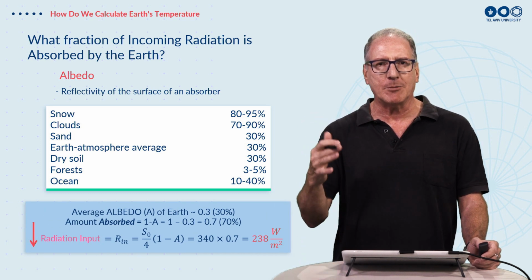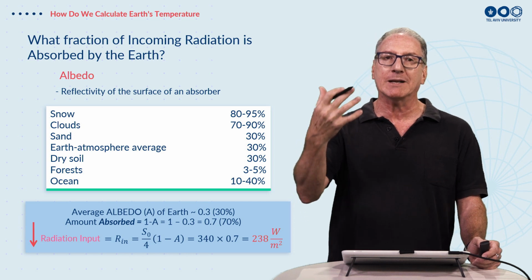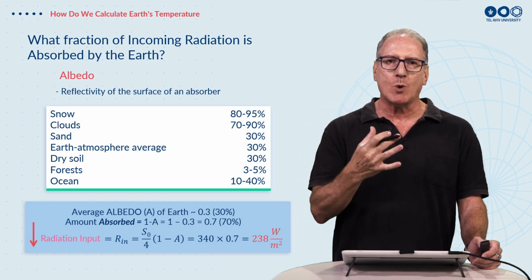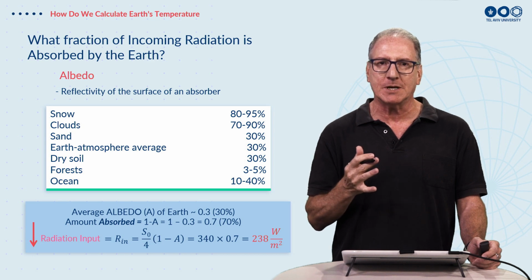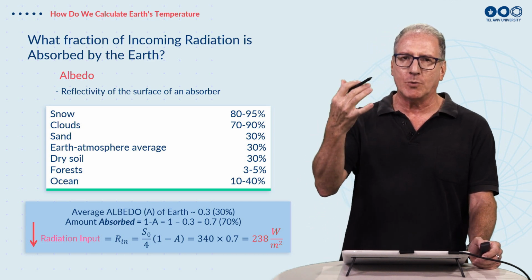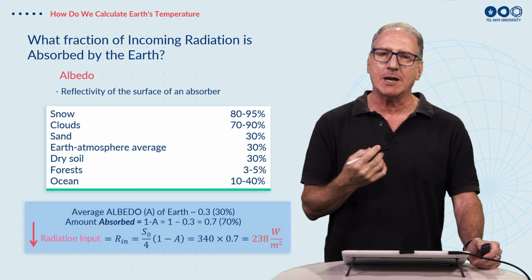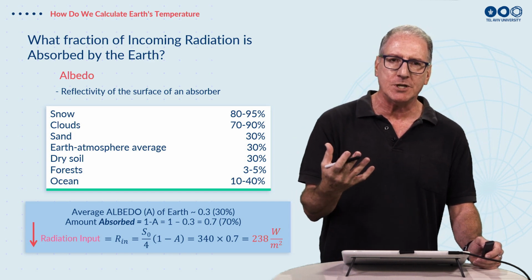70% of that. If the albedo is 30%, then the amount absorbed in the system is 1 minus big A, where big A is the albedo. So that's 70%. When we get the radiation from the sun, only 70% of that can we actually use.